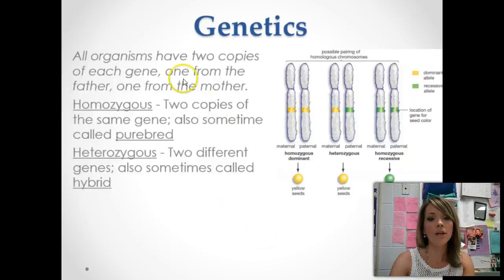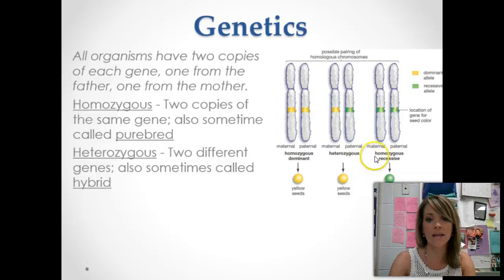Capital for dominant, lowercase for recessive. Now, when you're looking at the two alleles that you get from a parent, here it's for the seed color, but it could be for a widow's peak, if you can roll your tongue, the shape of your nose, or lots of other traits. If you get the same two copies, a matching set, the word that we use for that is homozygous. Remember, homo means same, so you get two copies of the same gene. So this is going to be homozygous, a matching set. And this is also homozygous, a matching set.